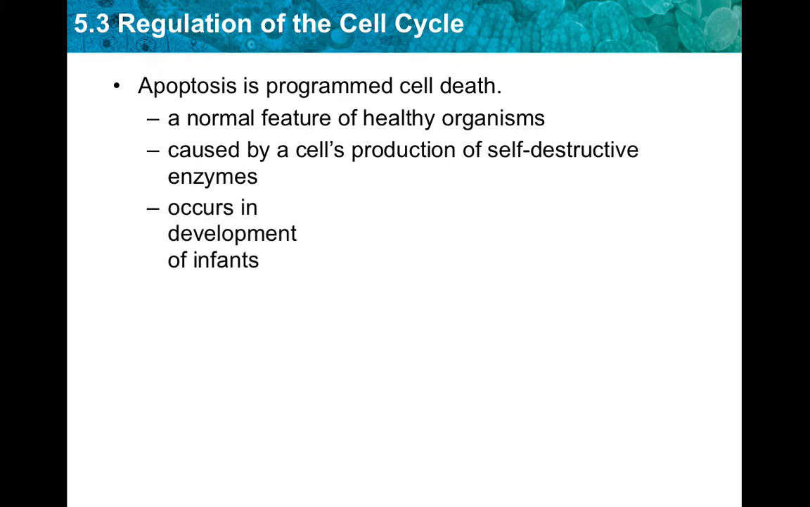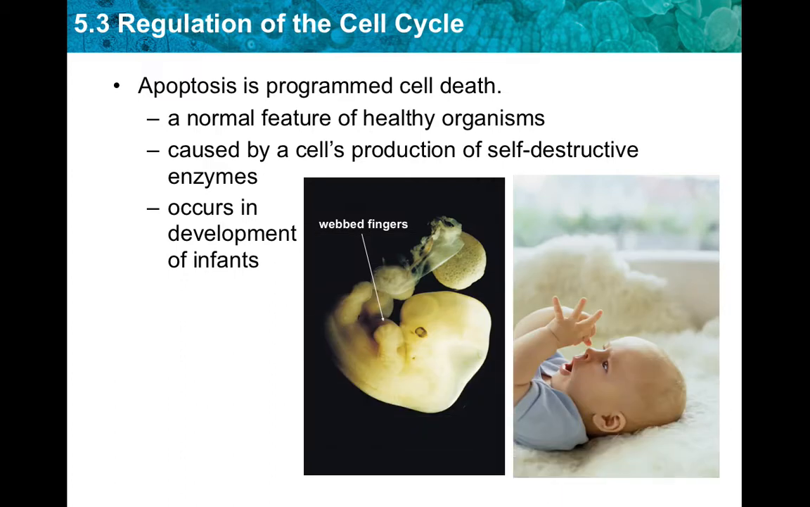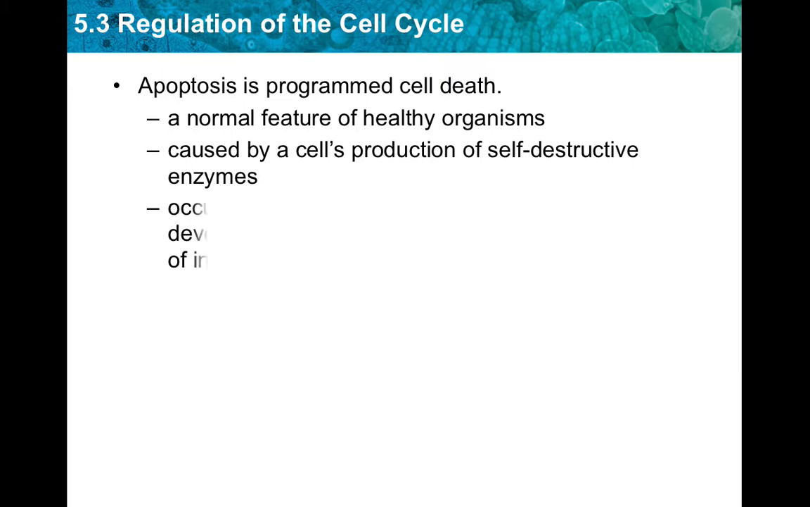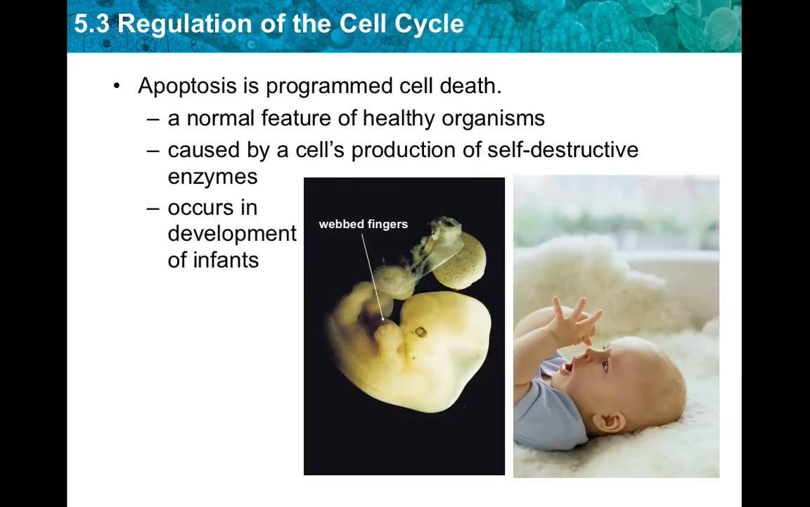It occurs in the development of infants. Here we can see a baby in the embryo having webbed fingers and webbed toes. As apoptosis occurred, we can now see that after the baby is born, it has separate fingers, not webbed anymore.